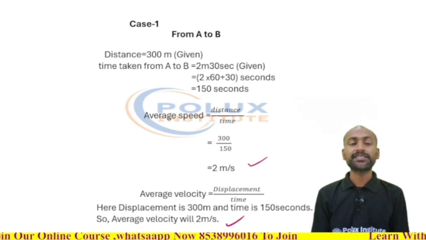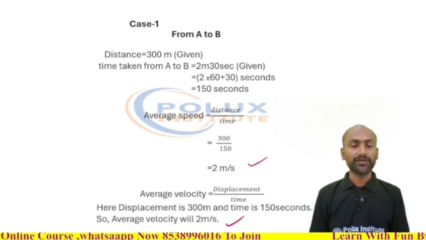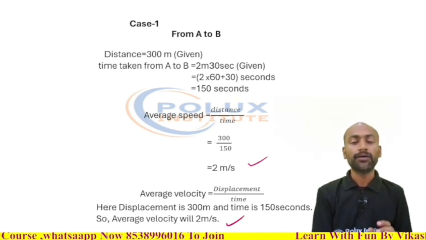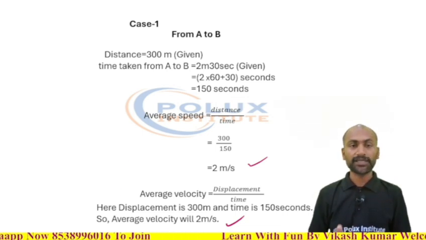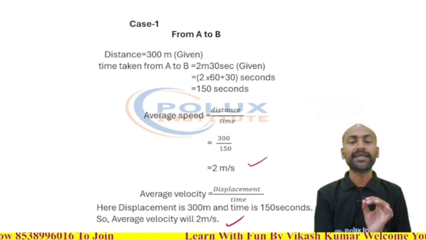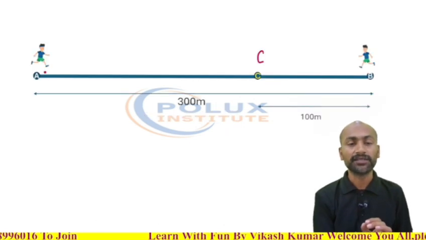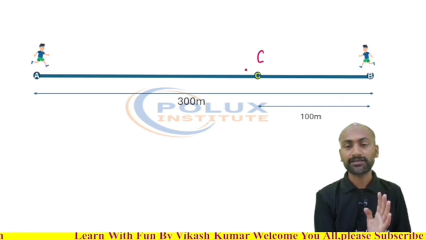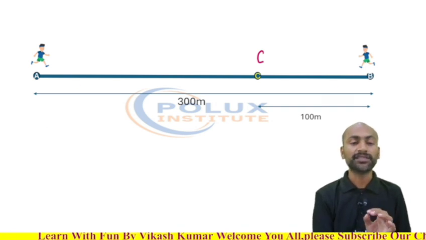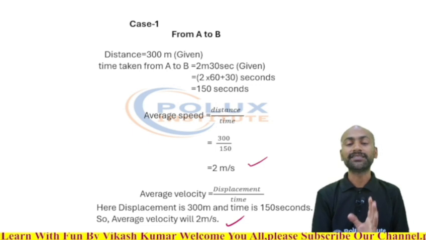In the same case, if we have to calculate the velocity of Joseph, it will be again 2 meter per second. Why? Because here distance and displacement are equal. You can see from A to B, he has covered 300 meter. So here distance and displacement are the same.